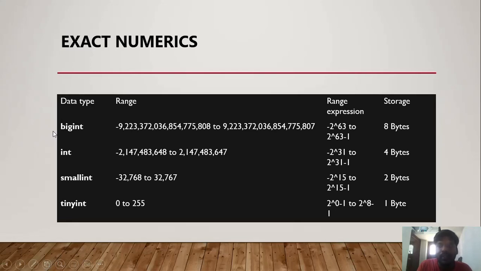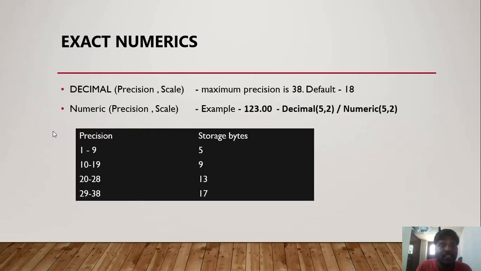Moving forward, we have decimal, which you could call the decimal point number, and numeric. Both decimal and numeric are used as synonyms. In the first parameter we have the precision. Precision means the total number of digits present in the decimal number. Like if it is 123.00, the total number of digits is 5. It is called the precision.